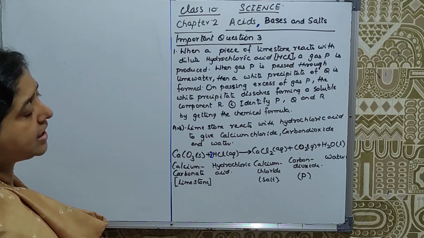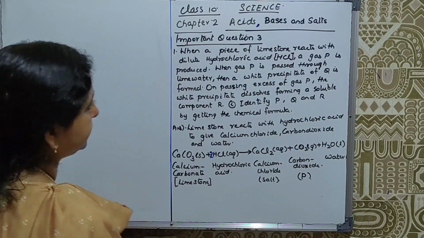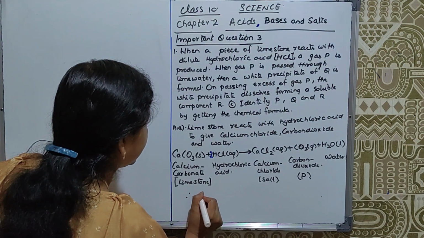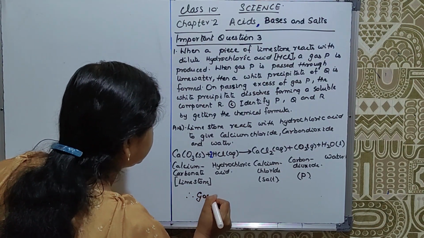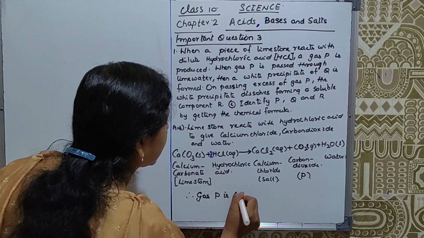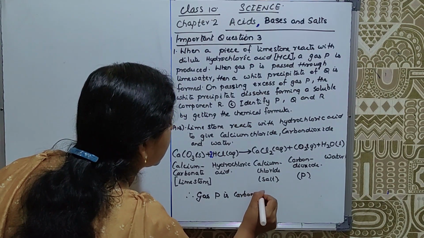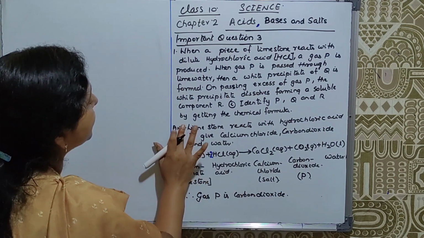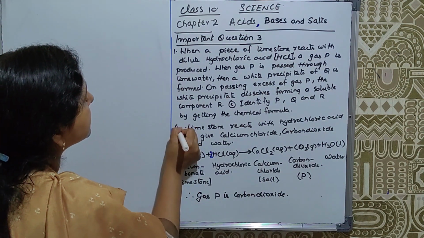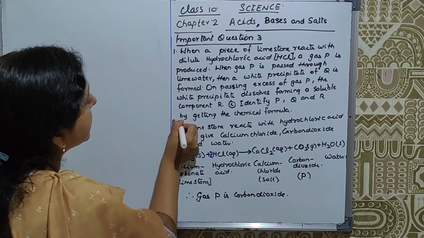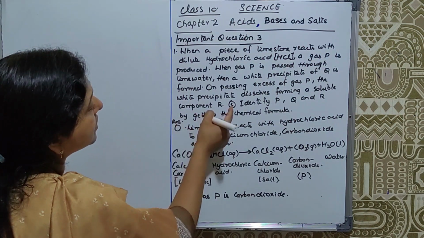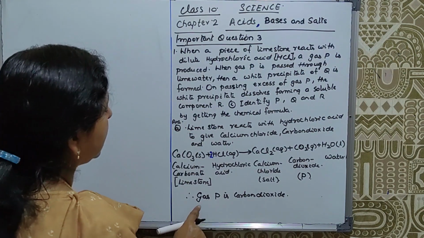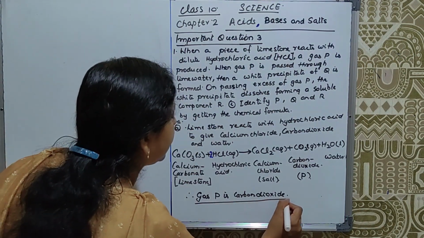We identified the gas P is carbon dioxide. So I'll write one time: gas P is carbon dioxide. This is the first bit, the answer part. This A part I'll write because they asked first bit, second bit. So A part: here gas P is carbon dioxide.